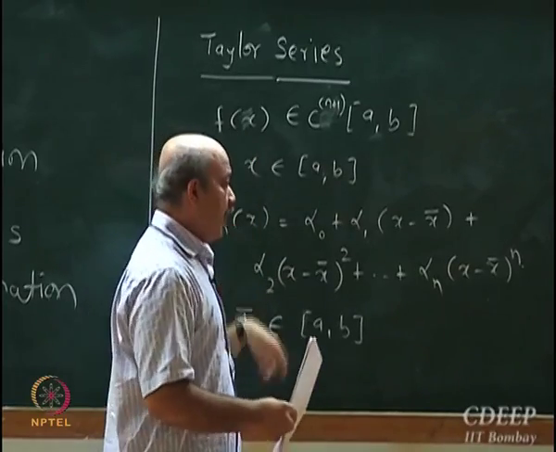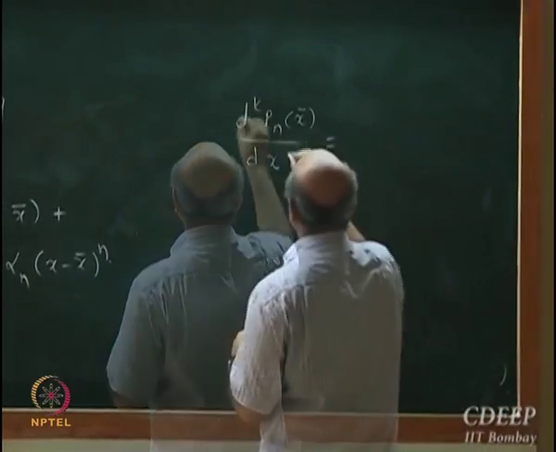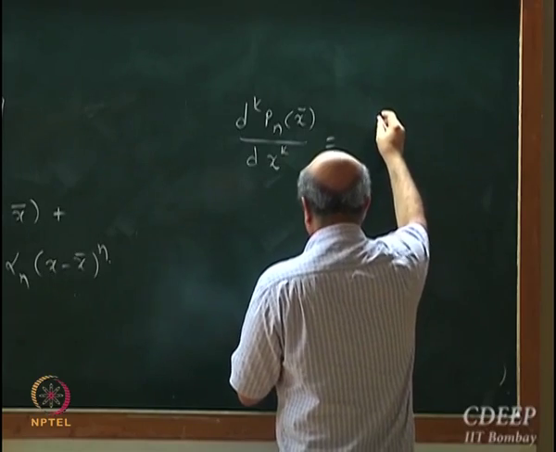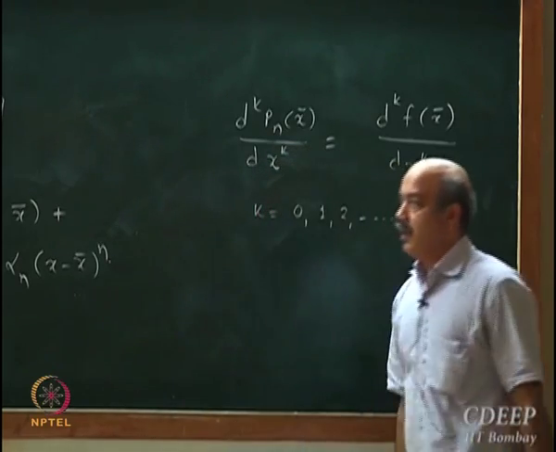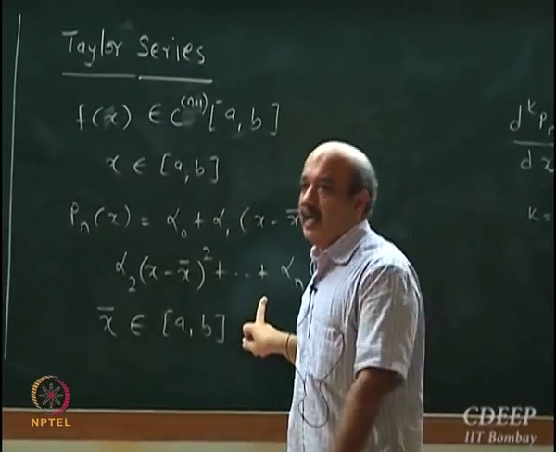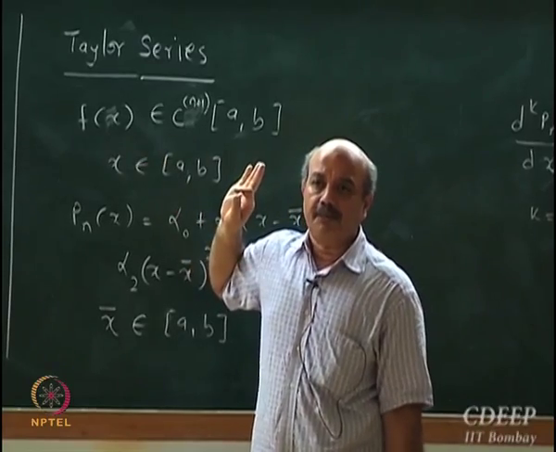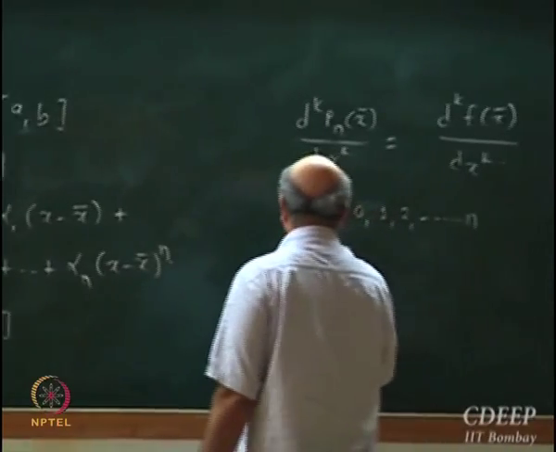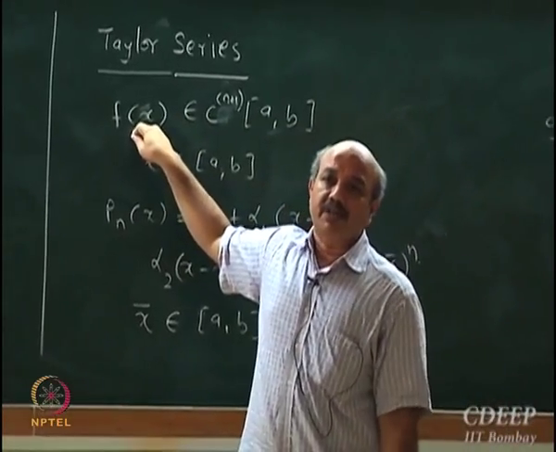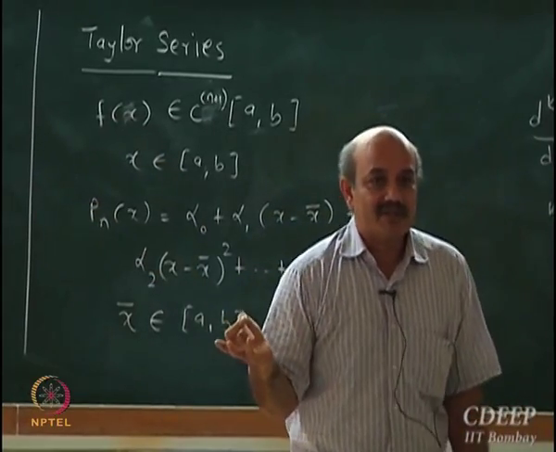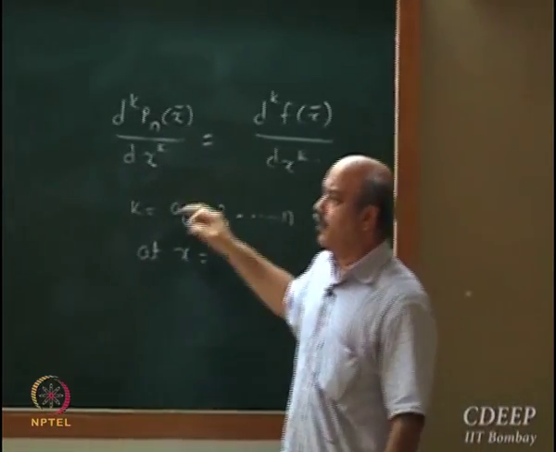Now what is the characteristic of this approximation? The nice thing about this polynomial approximation is that derivatives of this polynomial are the same as derivatives of this function at x equal to x bar. At x equal to x bar, this polynomial approximation and the original function have identical derivatives. How many identical derivatives? n identical derivatives.